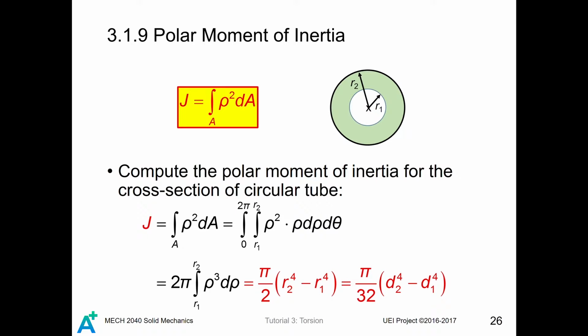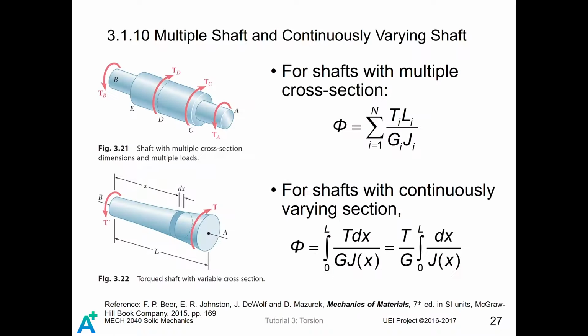Similarly, for the hollow circular tube, the computation of polar moment of inertia is rather similar, with one thing you have to modify, that is the lower and upper limits of rho. In this case, rho is from r1 to r2, so the lower and upper limits become r1 and r2 respectively. You evaluate this integral from r1 to r2, which gives you this result. You can convert it in terms of diameter, such that you have pi divided by 32 times d2 to the power 4 minus d1 to the power 4.